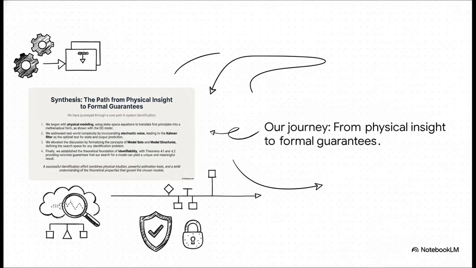And just like that, we've made it through the whole journey. We started with physical insight, using fundamental laws to build our state space model. Then we faced reality by accounting for noise, which led us to the amazing Kalman filter. We formalized our search by defining model sets and structures, and finally, we laid down the theoretical foundation of identifiability, which gives us that formal guarantee that our result is unique and meaningful.